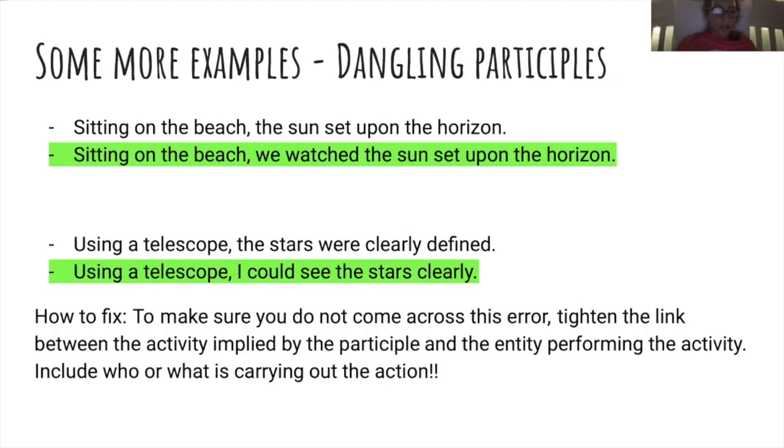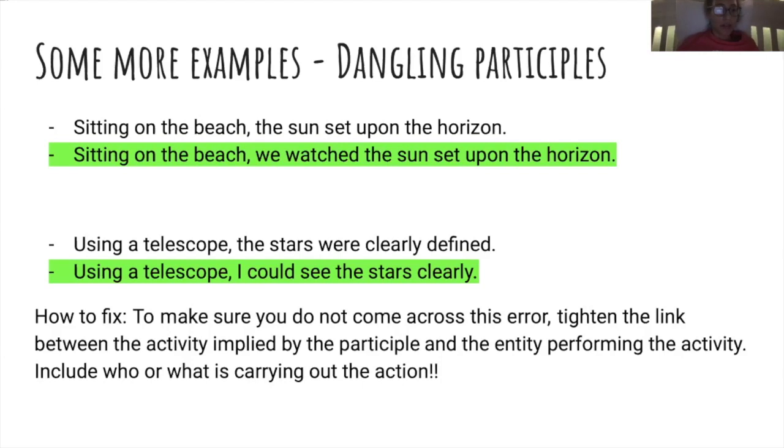And then another sentence I used was, using a telescope, the stars were clearly defined. And then an edit for that would be, using a telescope, I could see the stars clearly, because now you're adding ownership to who's doing it, which is important because if not, then you're just left wondering, well, who did this? Who's using this telescope? Who's sitting on the beach?